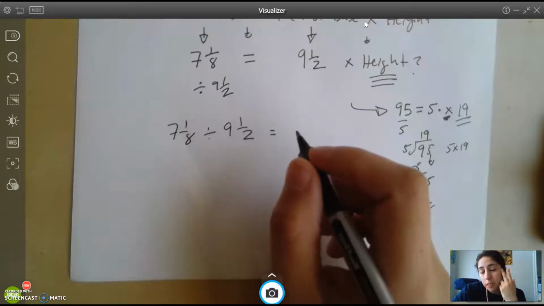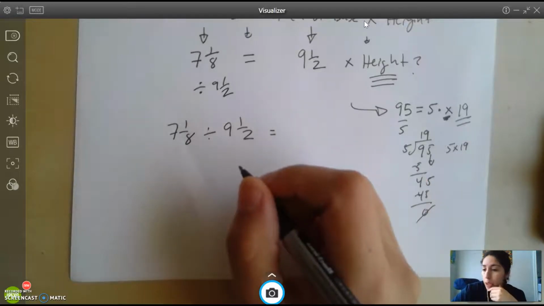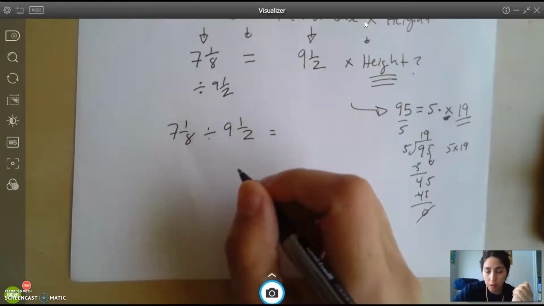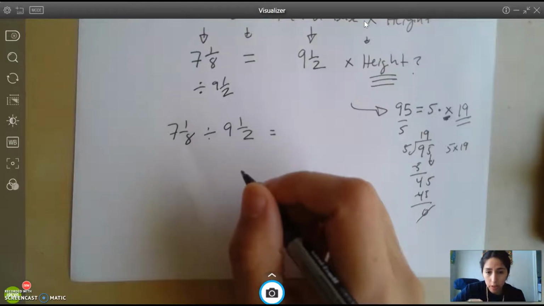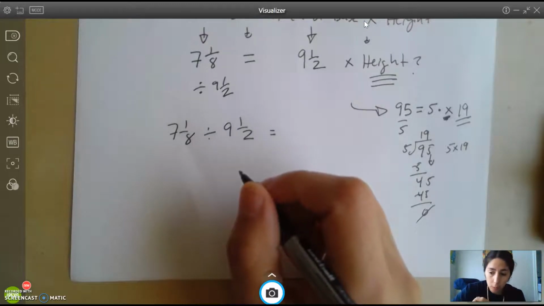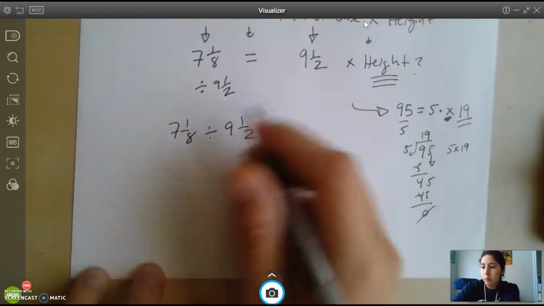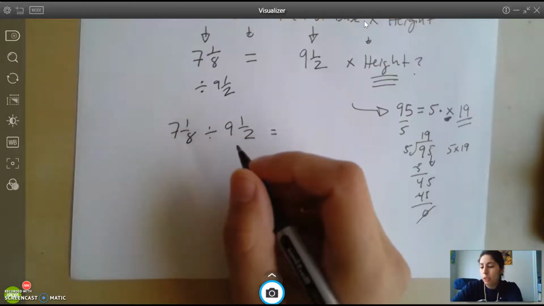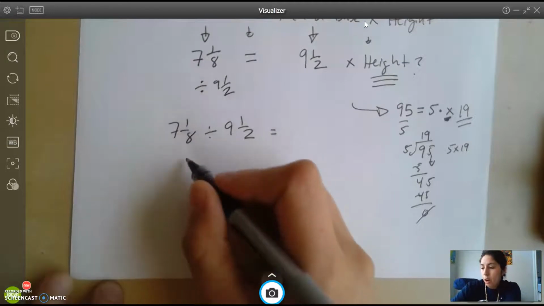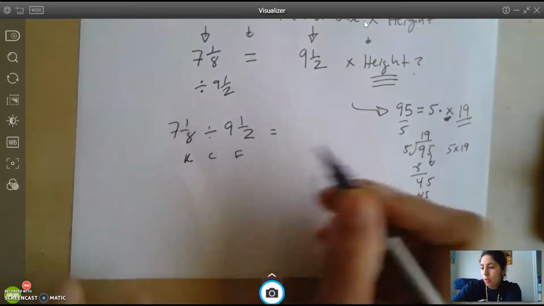And what should be coming to your mind is, to divide fractions, we don't divide fractions. Instead, we multiply by the reciprocal. Again, we don't divide fractions. Instead, we multiply by the reciprocal. And our quick way to remember that is keep, flip, change, or keep, change, flip, however you choose to remember it.